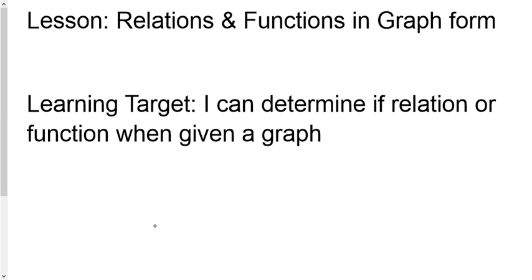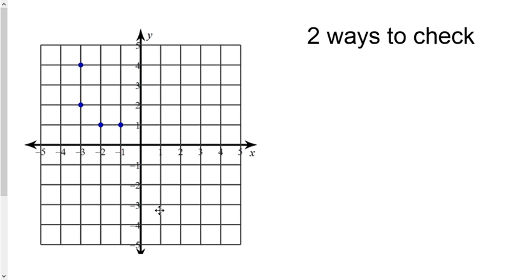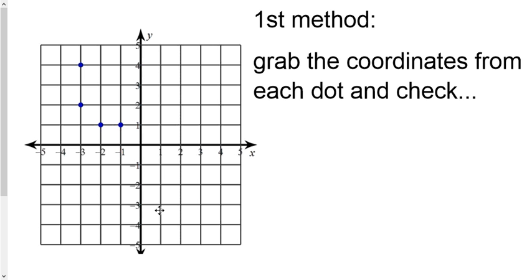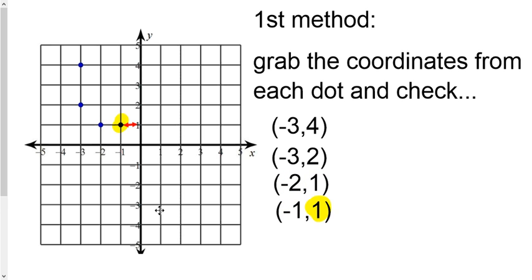So how can we take a look at relations of functions in graph form? If you wanted to, you could literally take a look at the dots and grab the coordinates from each dot. So I'm going to do that real quickly here with each one. It's a little bit time consuming. It's kind of boring. So I don't recommend doing it this way.